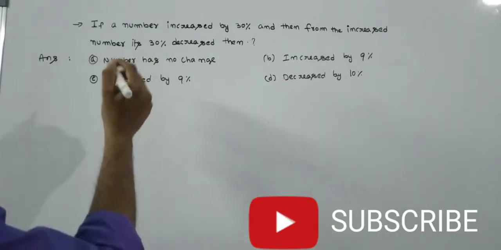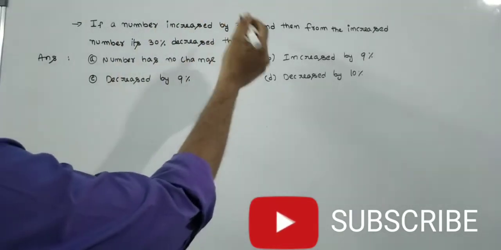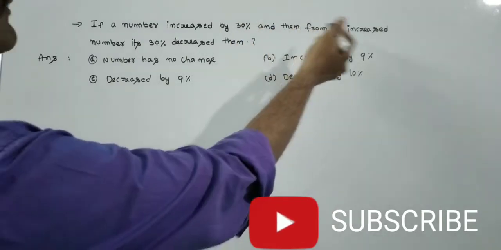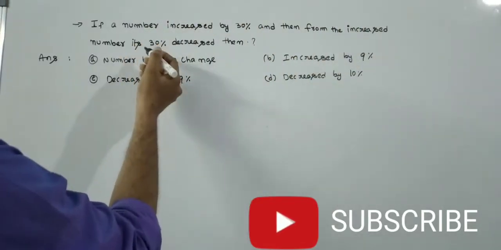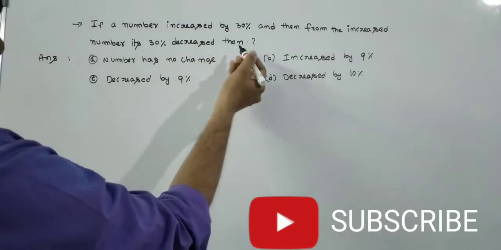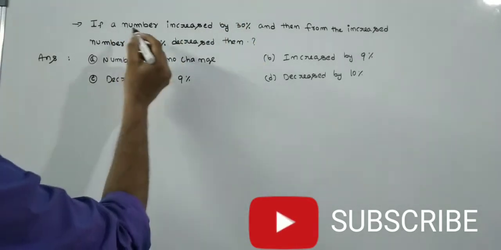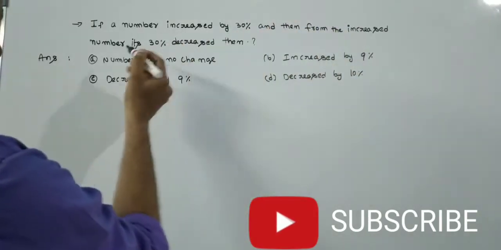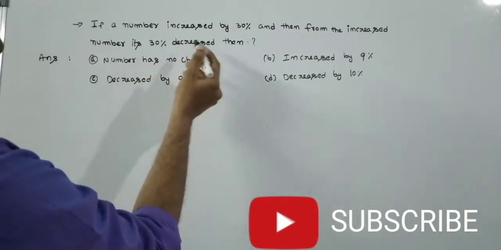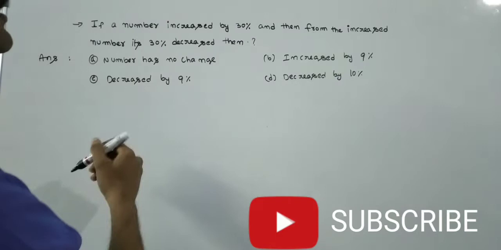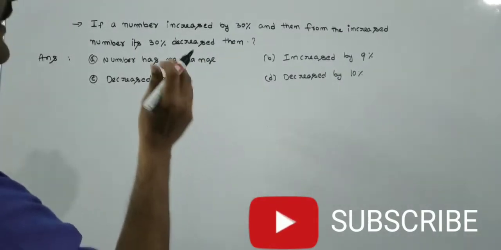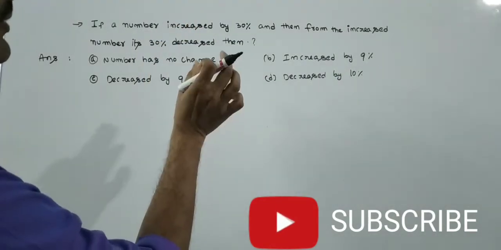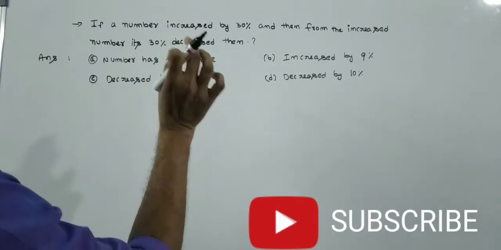See friends, first one: if a number is increased by 30% and then from the increased number it's decreased by 30%, then what change will come? See friends, for this type of problem I will tell you one formula.